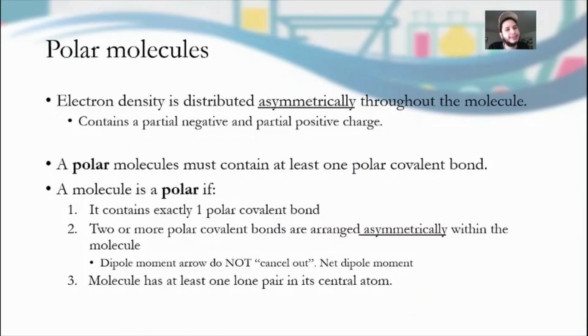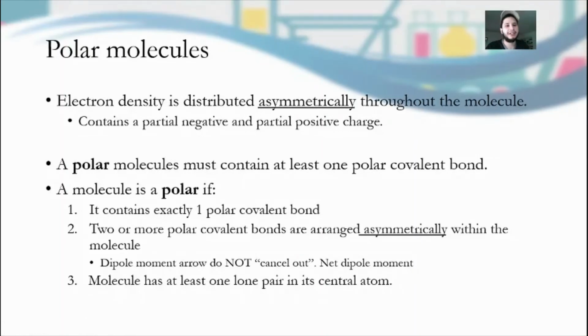Polar molecules. That's when I have a molecule whose electron density is distributed asymmetrically throughout the molecule, and the molecule is going to contain a partial negative and a partial positive charge. A polar molecule must contain at least one polar covalent bond. So without any polar covalent bonds, I have a nonpolar molecule. And for a polar molecule, I need at least one polar bond.